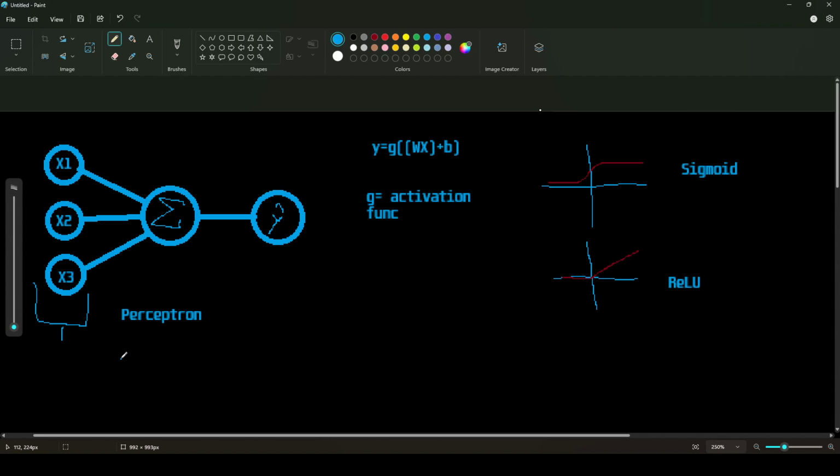And each input is multiplied by a weight, like W1, W2. Each weight is individual to the input it's tied to, and the weight determines how important each of these inputs is.